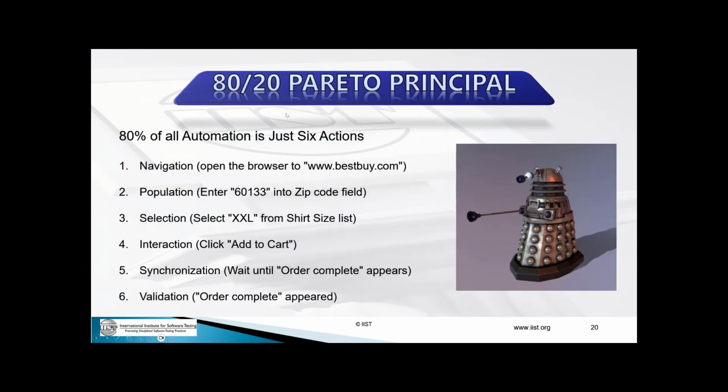Just to let you know, there's an 80-20 Pareto principle in automation. About 80% of everything you do is done in just 6 actions: navigation, population, selection, interaction, synchronization, validation. All of it is just entering, selecting, clicking.